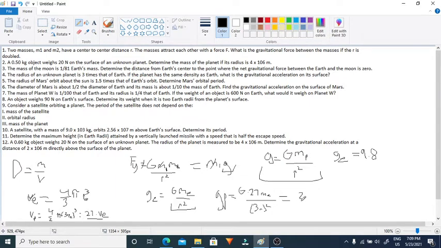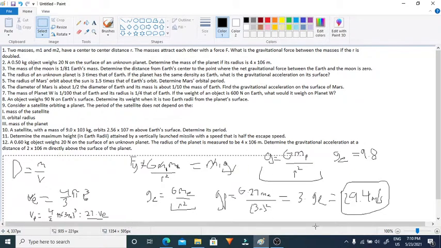So g of the planet is going to equal 3 times g of Earth, and we know that the g of Earth is 9.8 meters per second squared. So we get our answer of 29.4 meters per second squared, the gravitational acceleration. So this question is mainly about an understanding of density and how to manipulate the force due to gravity equation to find the acceleration due to gravity. All right.